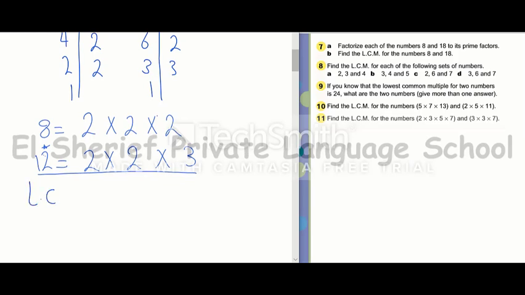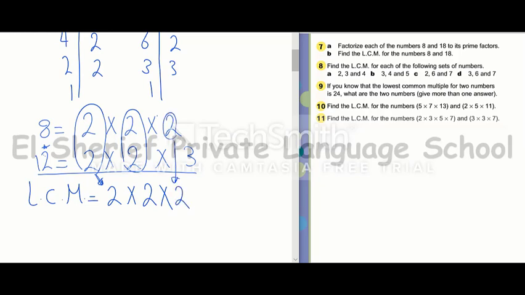So LCM equals: take 1, 2 times 2, take one from the common factors, so 2 times 2 times 2 times 3. 2 times 2 times 2 equals 8. 8 times 3 equals 24.